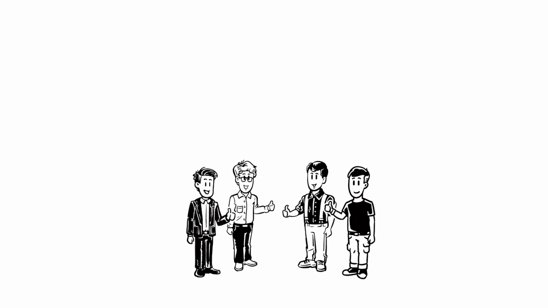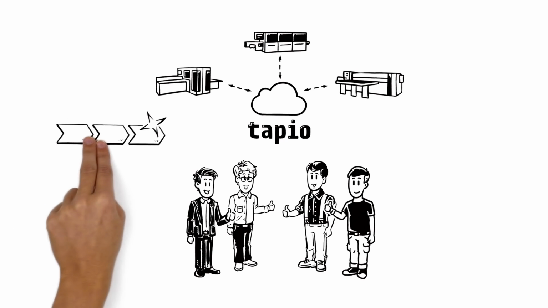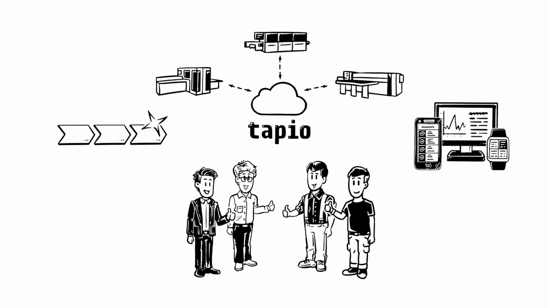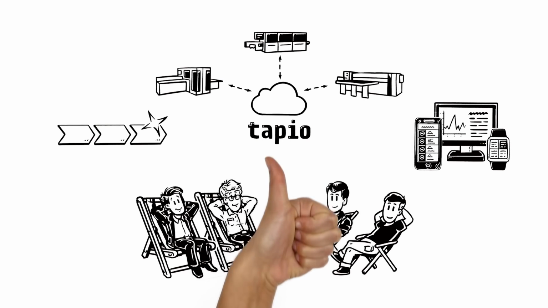Mr. Kess and his team are delighted. Tapio takes the work at their company to a new digital level. Thanks to transparent processes and new digital product solutions, they can relax because they know the business and the machines are running.